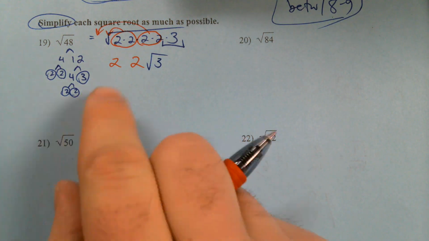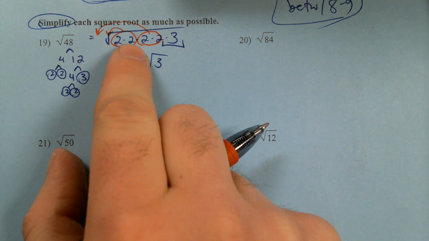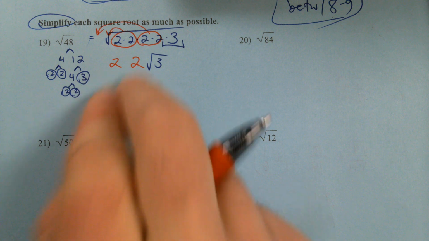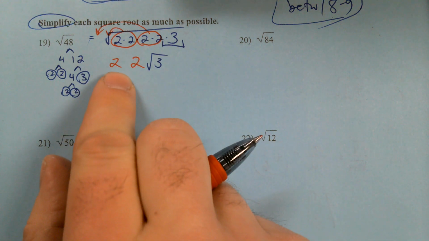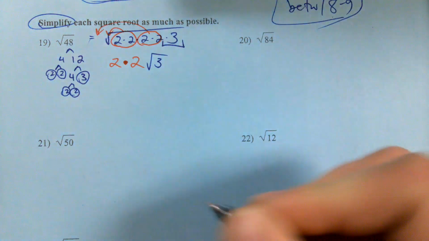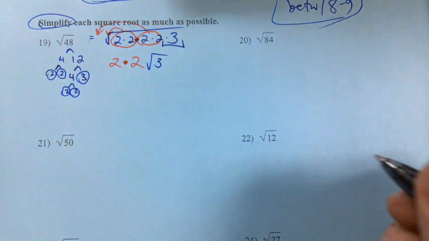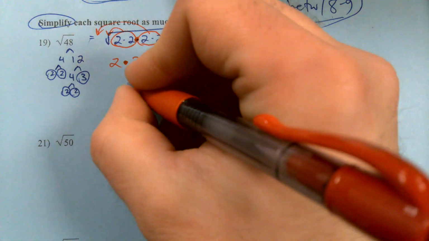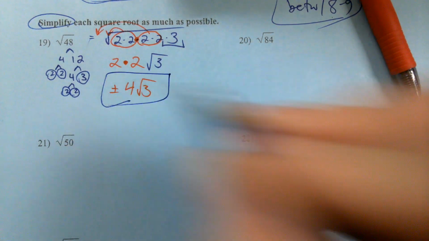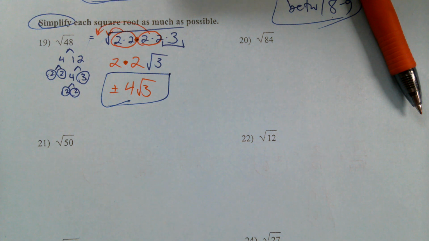So now the question is, what do I do with these two 2's? I brought out one pair of 2's. I brought out another pair of 2's. When we bring out a pair, they kind of fuse together and form one singular 2. And then we're going to multiply them when they're out in front, just like we were multiplying them inside the square root. And we get plus or minus 4 root 3 for our simplified answer.